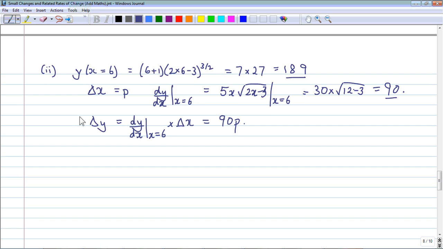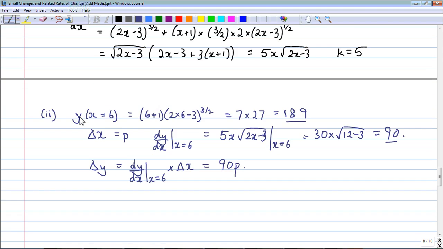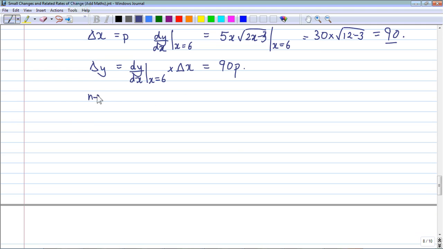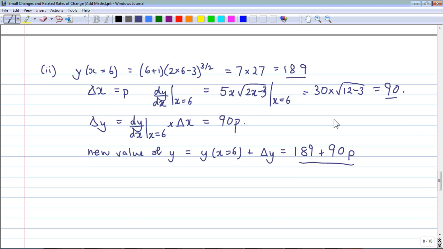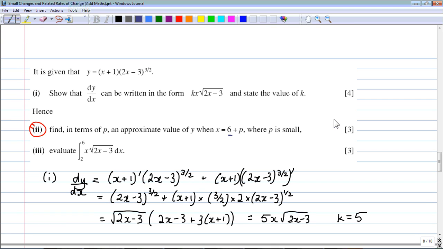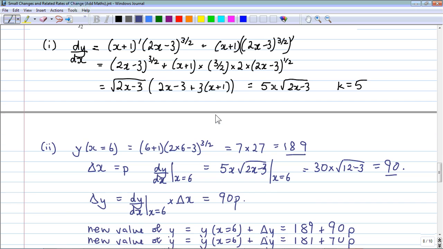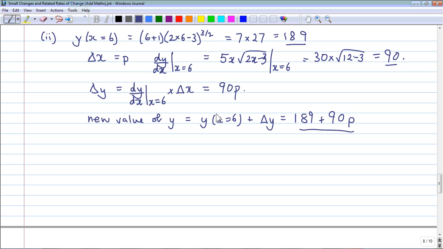So the new value of y equals y when x is 6 plus delta y, which is 189 plus 90p, and that's our answer. Obviously it depends on p. So that's how to find, in terms of p, an approximate value for y when x is 6 plus p, where p is small. And I keep forgetting, sorry about this, this is an approximate answer, not an exact answer.